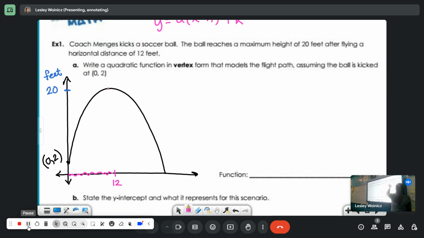All right, so I want you to see if you can give me the vertex. Be very careful. This is also feet. Okay, what's the vertex? 12, 20 is correct.